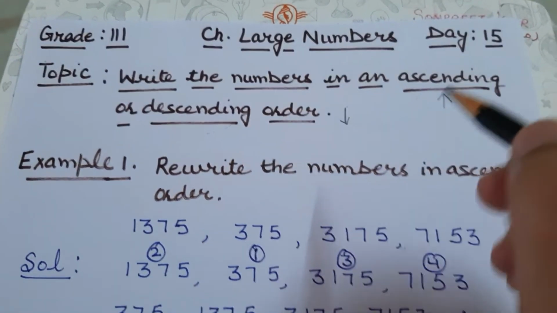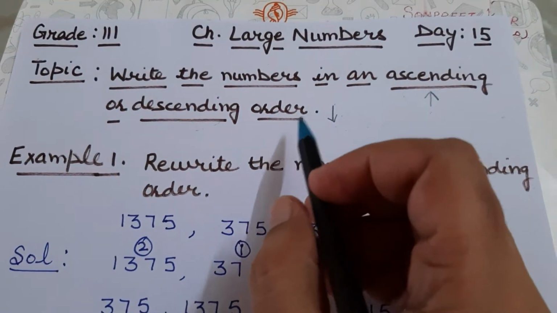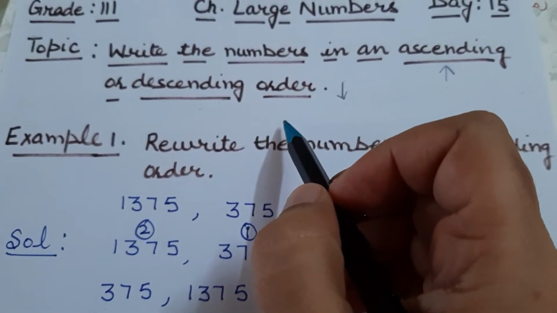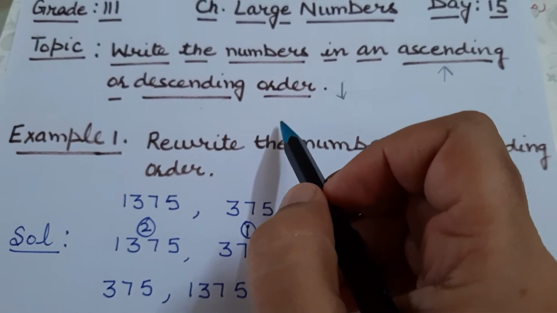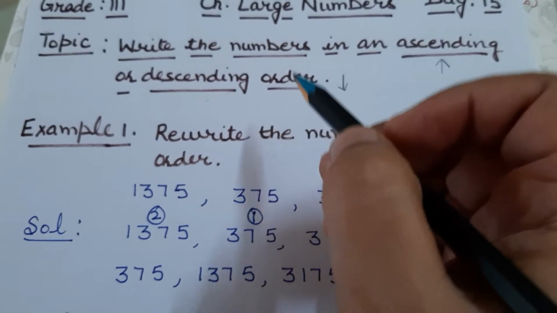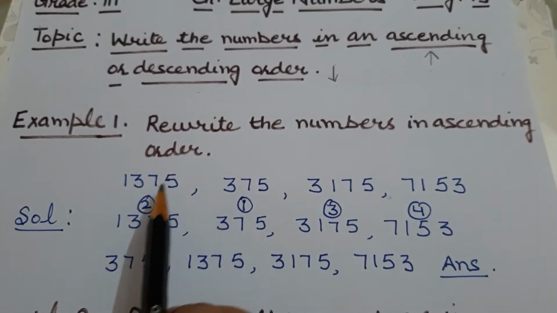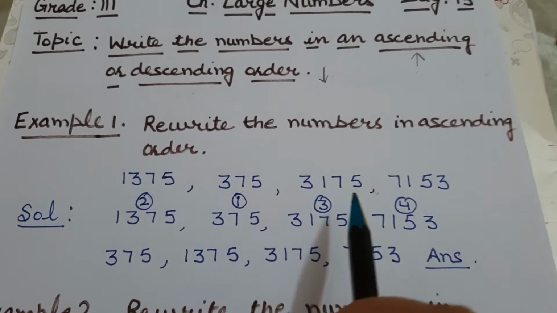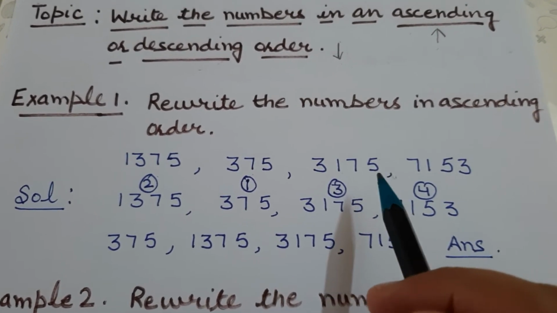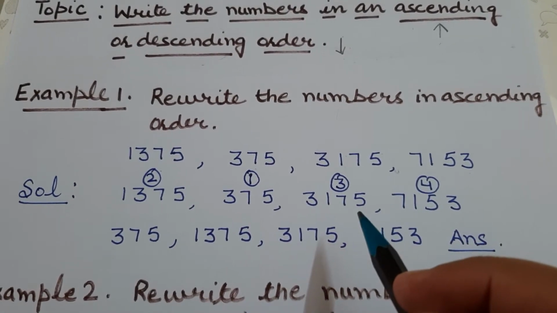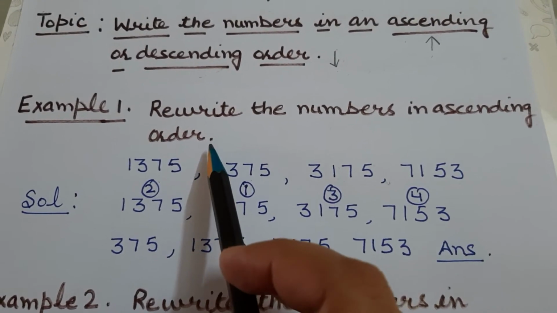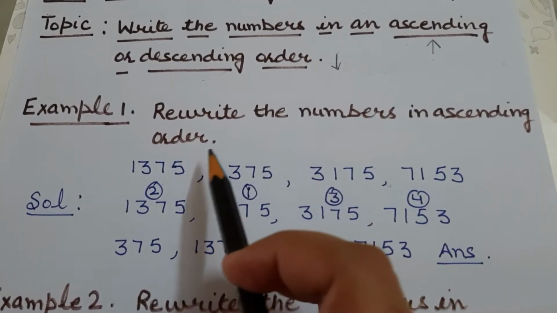For understanding these topics, students, you should know how to compare numbers, which we did in the previous session. There you compared two numbers. Now we have more than two numbers. Now we have four numbers and we have to compare them, and after that we will arrange them in ascending or descending order. I am taking the first example: rewrite the numbers in ascending order.